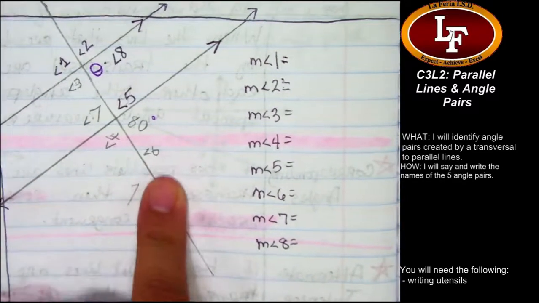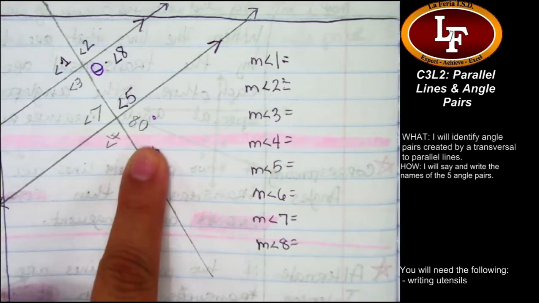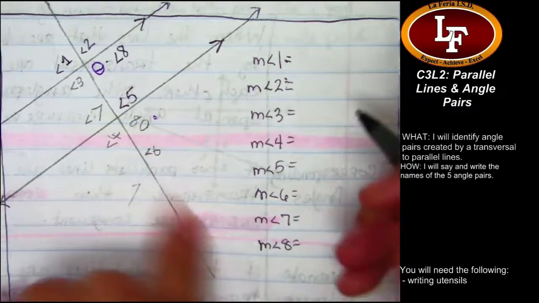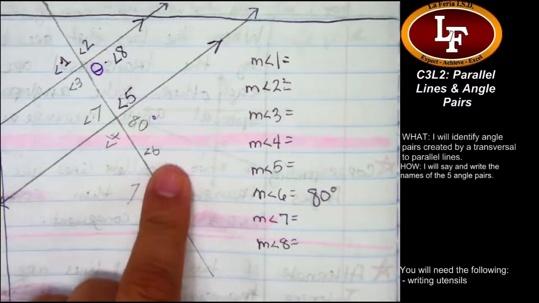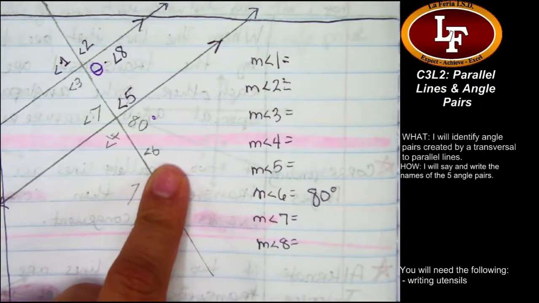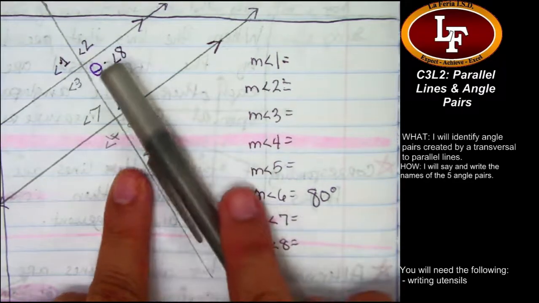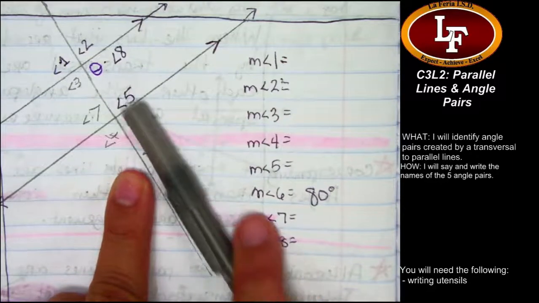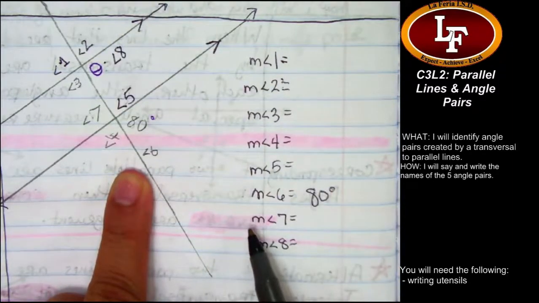We're told that angle number 6 has a measure of what? 80 degrees. So we're going to go ahead and write that down. Measure of angle 6 is 80 degrees. Now, which angle is corresponding to angle 6? What's corresponding? Corresponding angles are angles on the same side of the transversal. And since 6 is on this side, the other angle is also going to be on this side. So it's either number 2, number 3, or number 5.